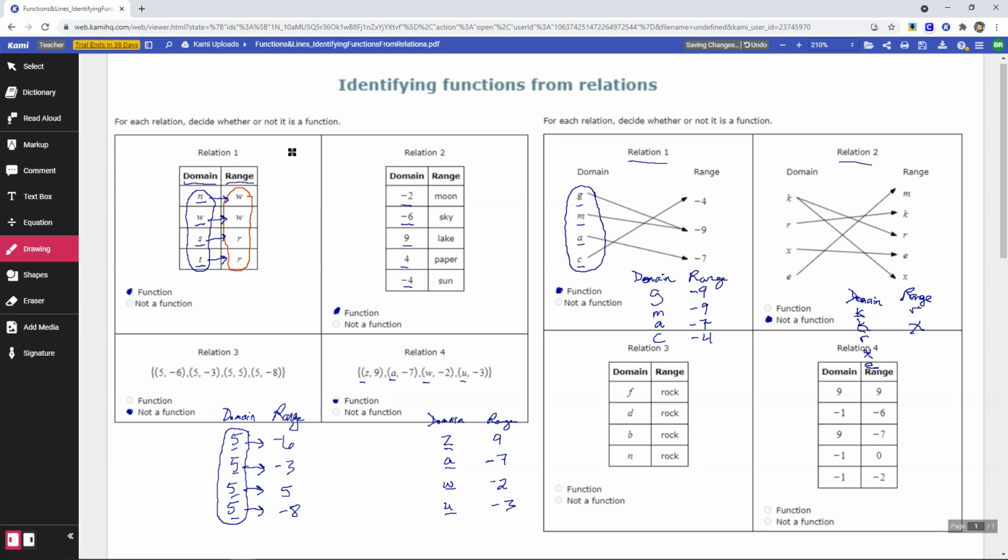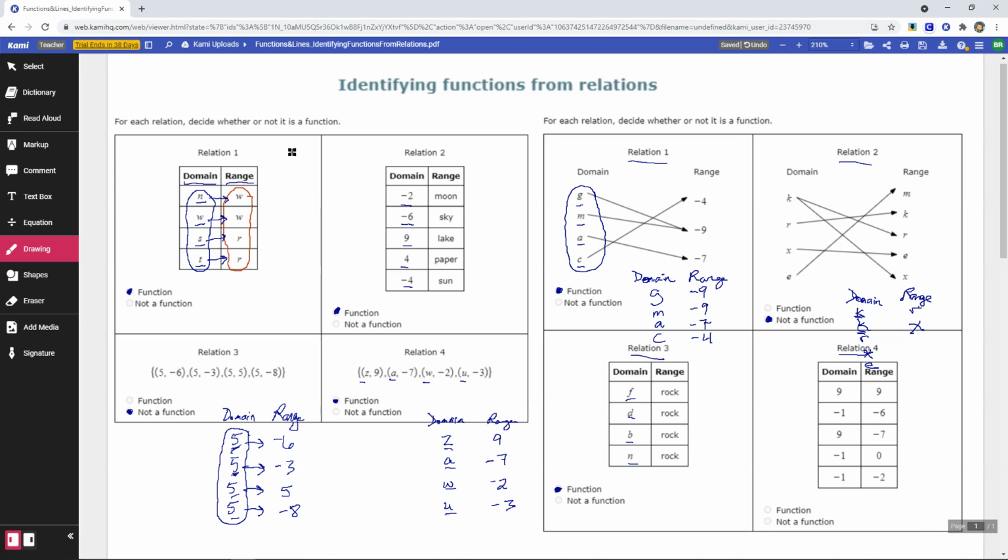Okay, so if you have the same value come up twice, just like over here, we had 5 come up multiple times with different values, that means that it's not a function. So over here, if you see a value in the domain that branches off to two different values in the range, then you know it's not a function. For relation 3, right here, each of our values in the domain are different. And even though they all have the same value for the range, because all of the elements for the domain are different, each one has its own value for the range, that means that it is a function.